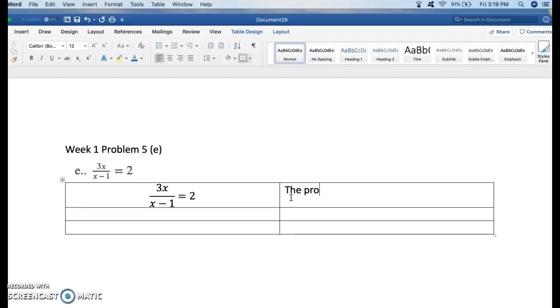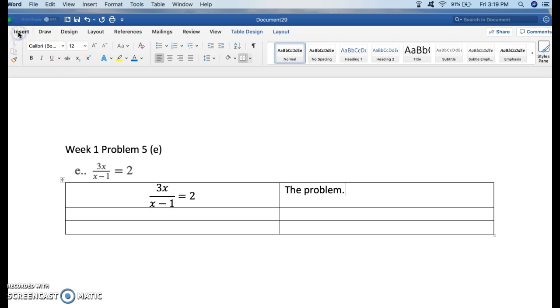This is the problem. Okay, now I need to solve it. I'm going to solve this problem by multiplying both sides by the common denominator. X minus 1 is the denominator on the left, and there's just a 1 on the right. So the common denominator would be x minus 1.